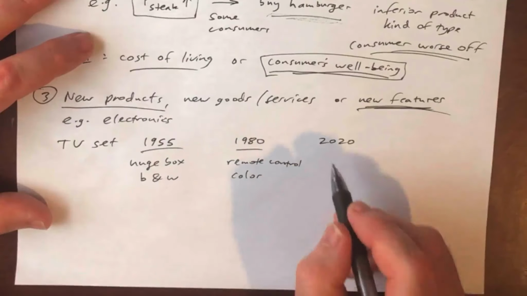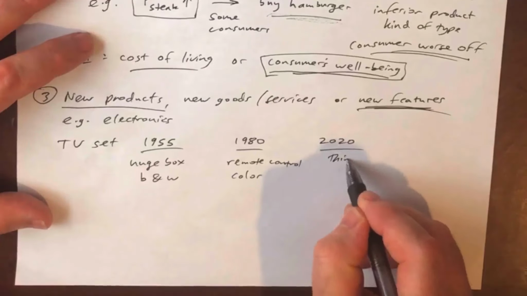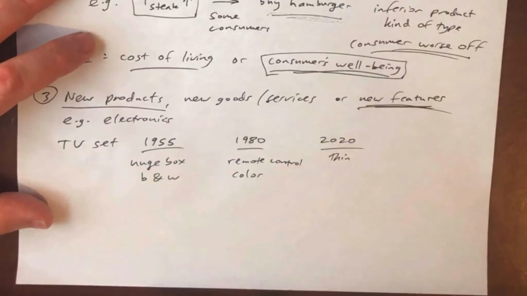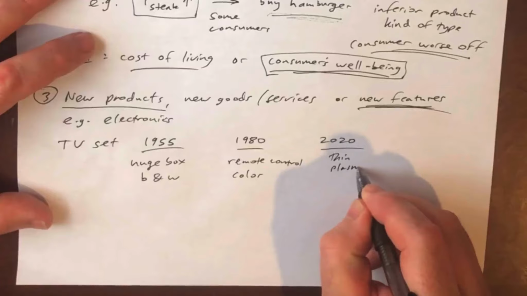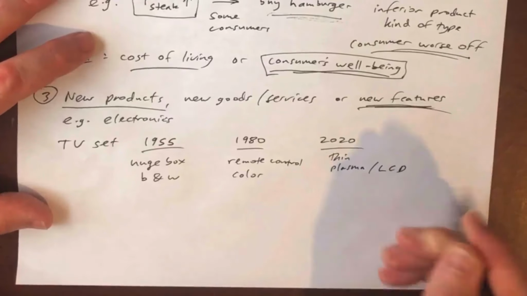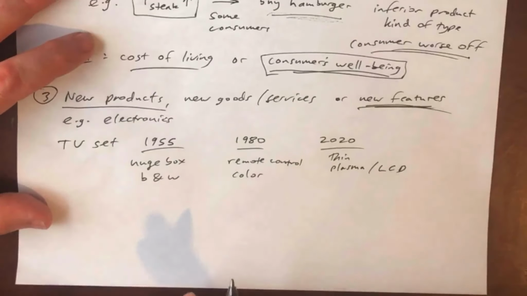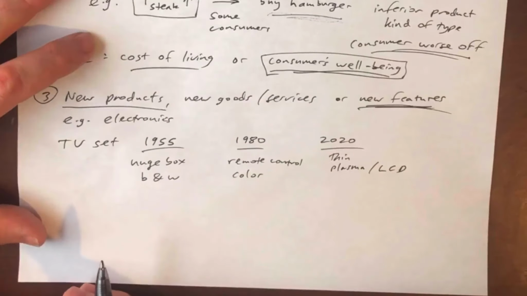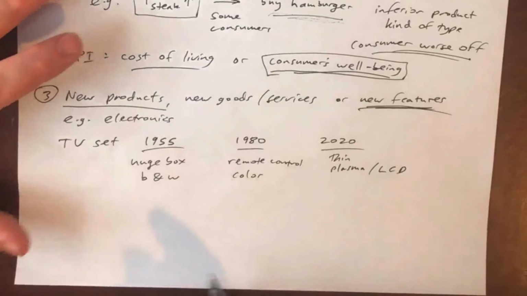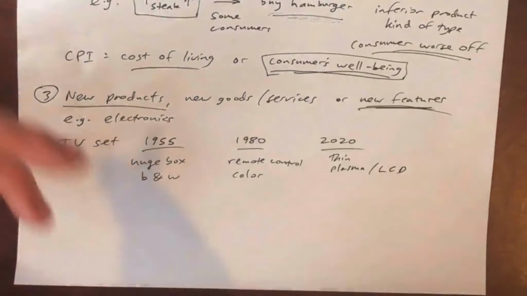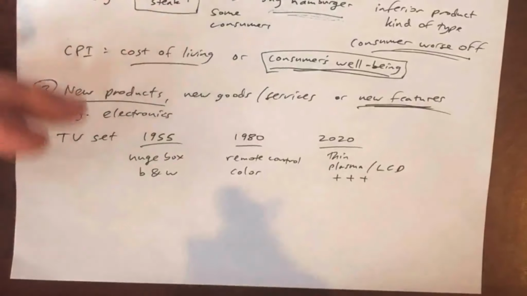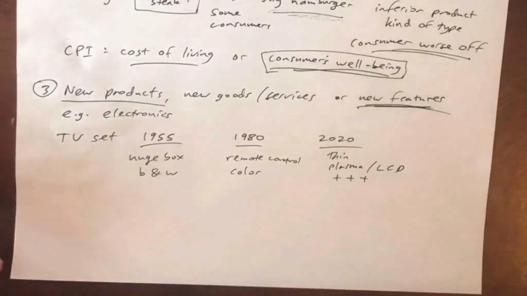Then we go to today, my God. Now the TV is no longer this huge box. It's very thin. You hang it on your wall or whatever. It's plasma or LCD, whatever it is, I don't know. And it has many, many more features than the TVs in the past. I mean, you can watch two channels at once. You can do all kinds of things with these TVs. It goes on and on. I'm just going to add a bunch of plus signs, in terms of these TV sets having many more features than in the past.